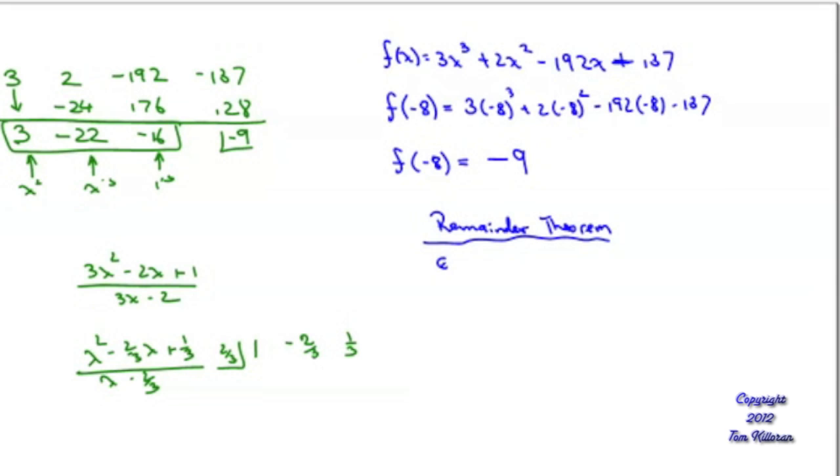So, given p of x is divided by something like x minus c, and the remainder is r, then p evaluated at this value c is also equal to r. Beautiful theorem. Very, very powerful.